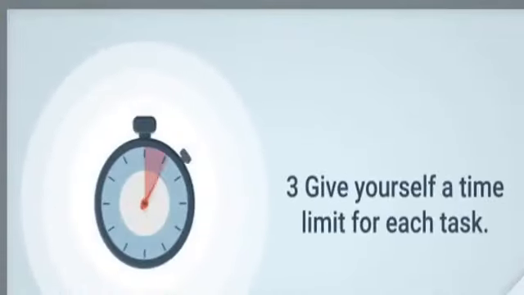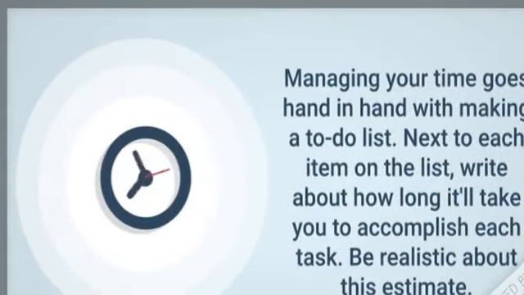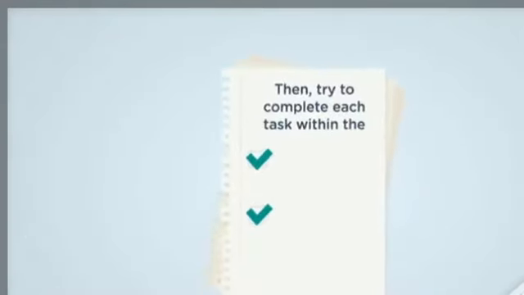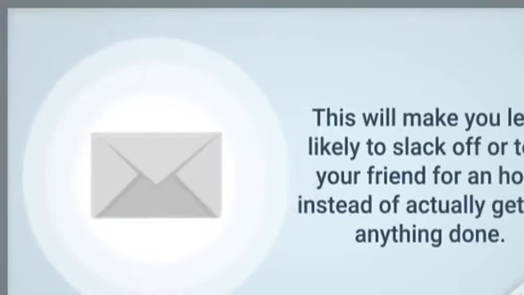Third, give yourself a time limit for each task. Managing your time goes hand in hand with making a to-do list. Next to each item on the list, write about how long it will take you to accomplish each task. Be realistic about this estimate. Then, try to complete each task. This will make you less likely to slack off or text your friend for an hour instead of actually getting anything done.